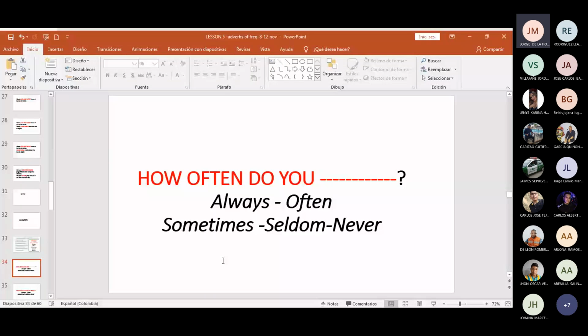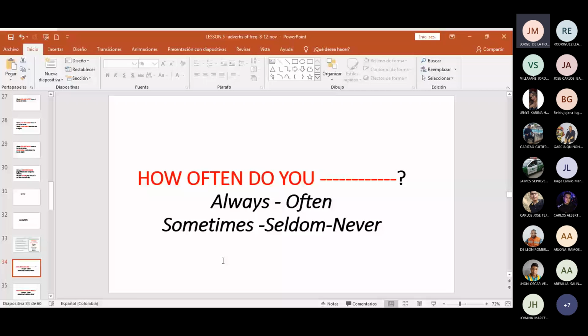Ok, student, cuando usted quiera saber con qué frecuencia alguien realiza una actividad, usted tiene que preguntar siempre, how often do you? Usted tiene que responder, students, the answer is going to be always, often, sometimes, seldom, never. How often do you study? I always, I often, I sometimes, I seldom, never. It's an obligation, student. It's an obligation to answer.